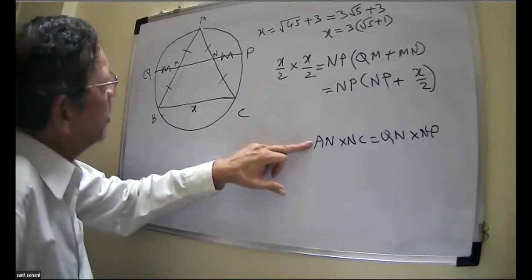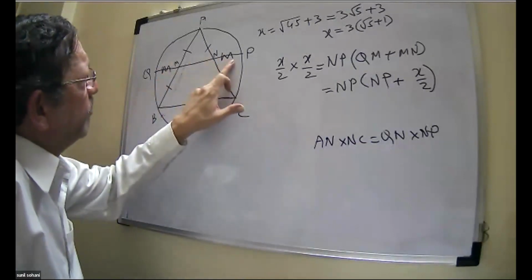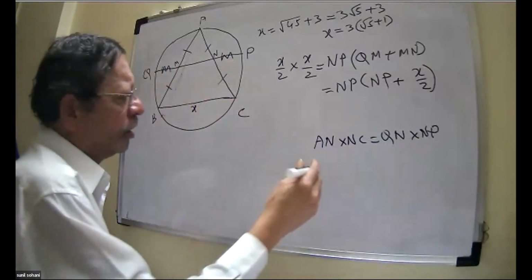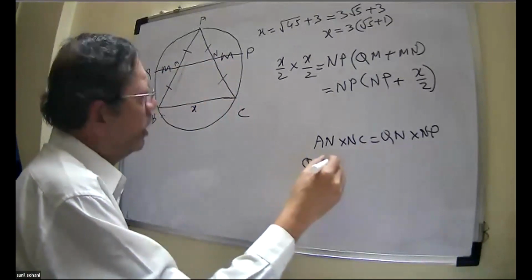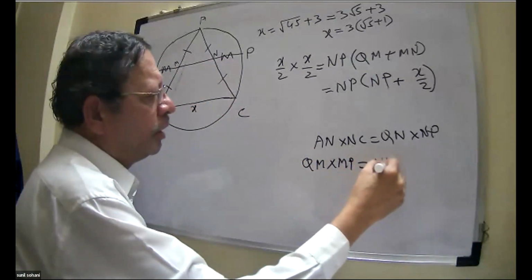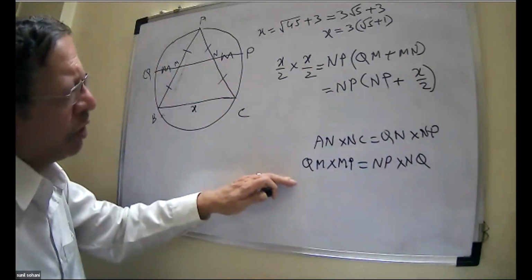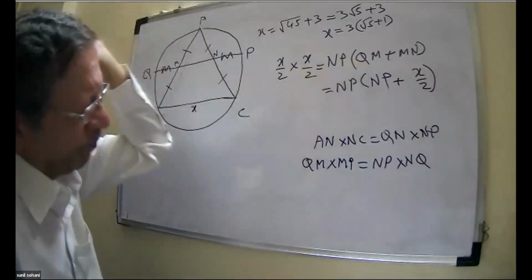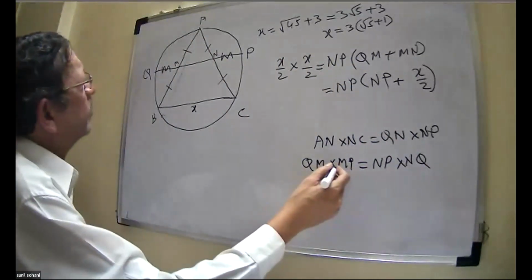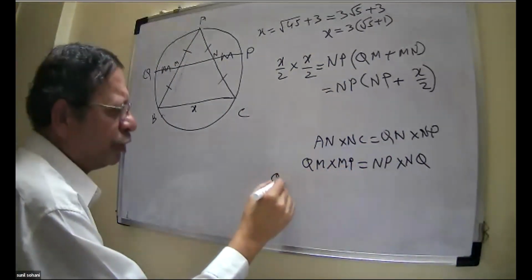If you apply the same theorem here, then you will be able to understand why QM is equal to NP. Because as per this theorem, if you apply the same way here, QM into MP is also equal to NP into NQ. And if you simplify further, you will come to a result which I have shown here. Further modification: MP can be broken into MN plus NP. So let me show you that also.